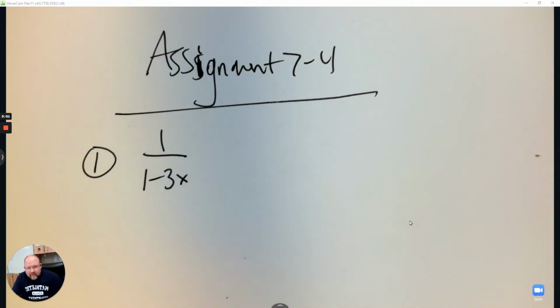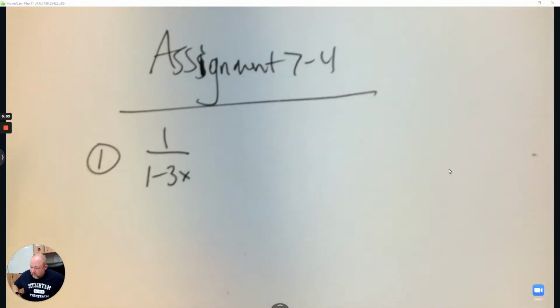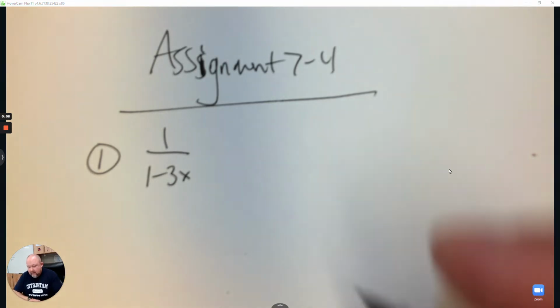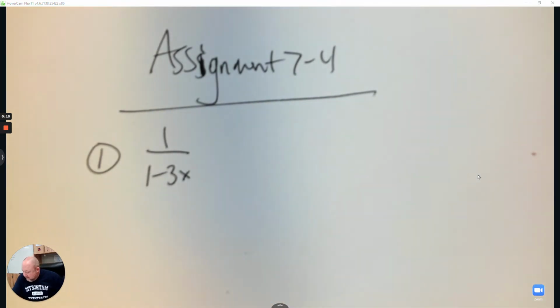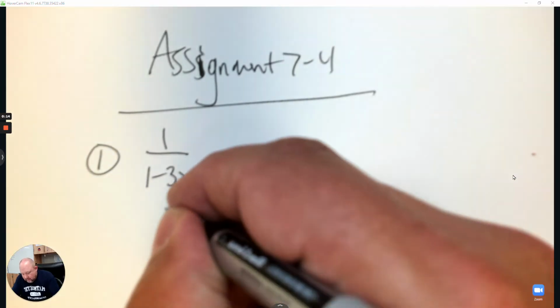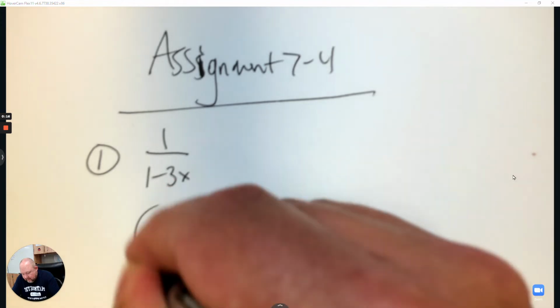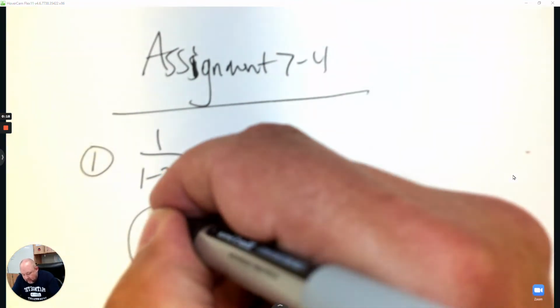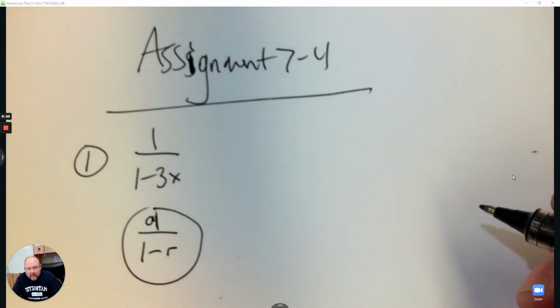All right, so assignment 7.4. In number 1, write out the power series for each one of these. And so we need to keep in mind that we're looking at a1 over 1 minus r.